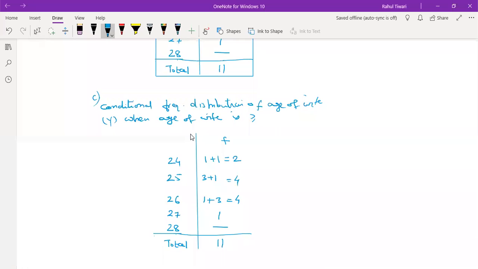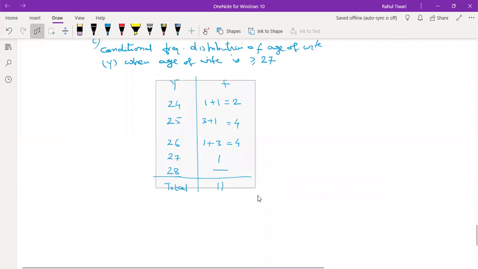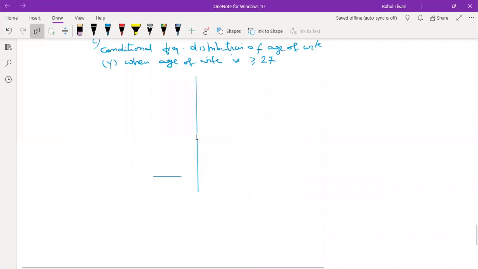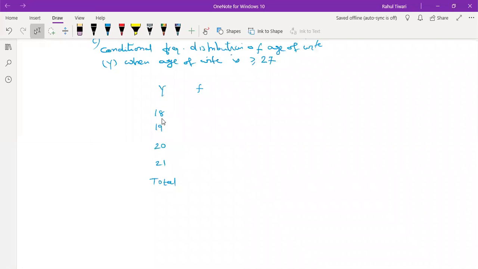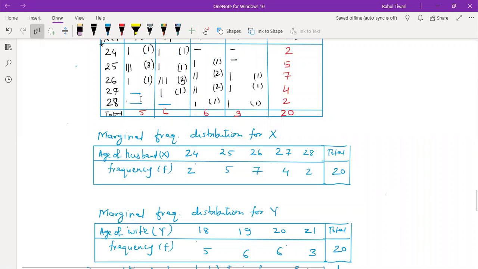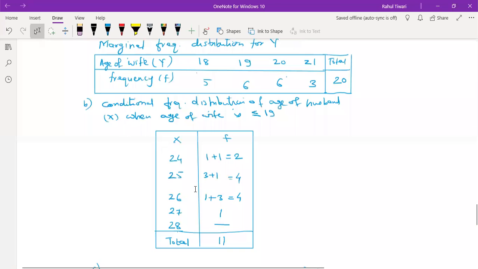Greater than or equal to, we require 27. So here is the data for me. Here we have y and frequency. Let's drop this all because it is not required. So we have y and a frequency. y is taking 18, 19, 20, 21 and we have a total. Just check your frequencies. Greater than 27, right? So this much, 18 is the total.